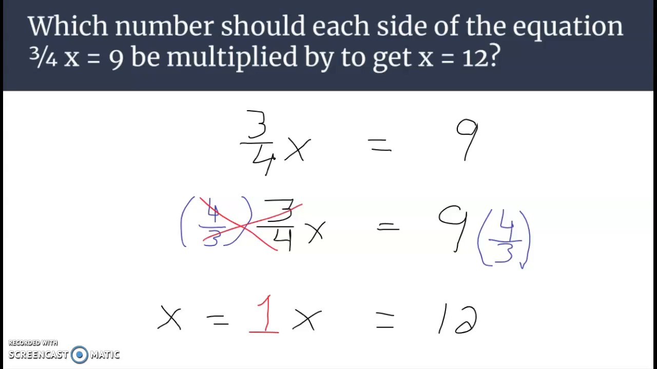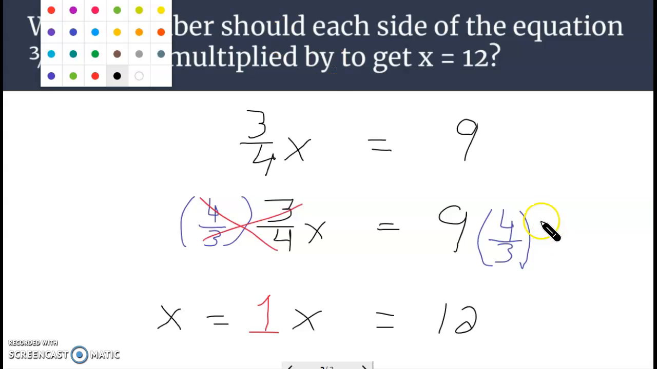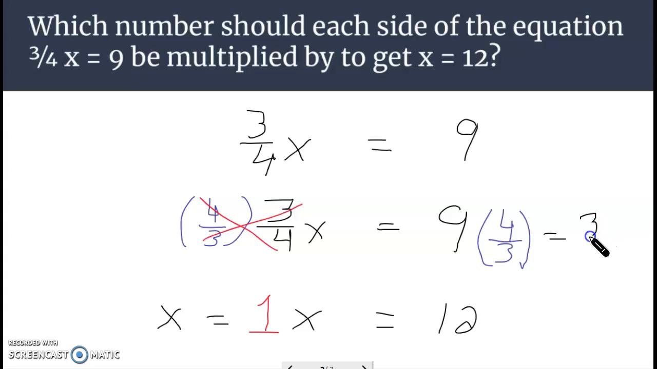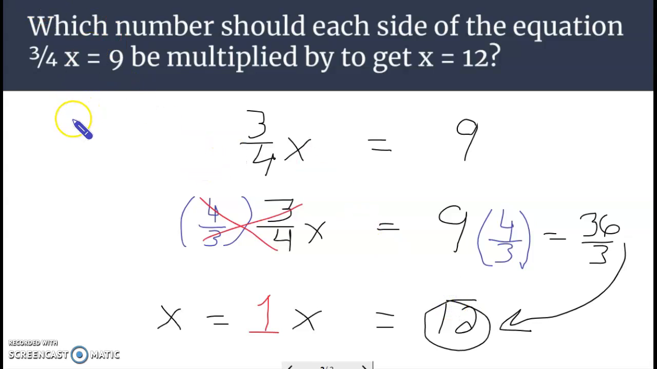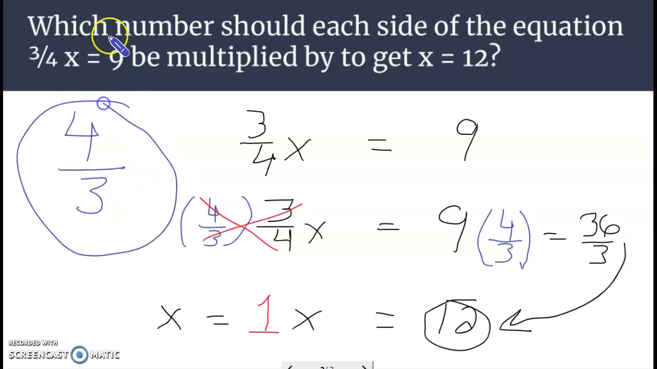And then 9 times the 4 up here, 9 times 4 is 36, and 36 divided by 3 is our answer of 12. So to answer the question, what needs to be multiplied by both sides of the equation? The reciprocal. And that's what you should do every time you have an equation with a fraction next to the variable. Multiply by its reciprocal on both sides, and that will help you solve for the unknown variable.